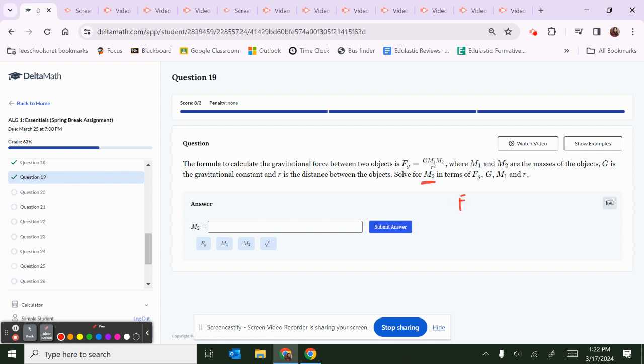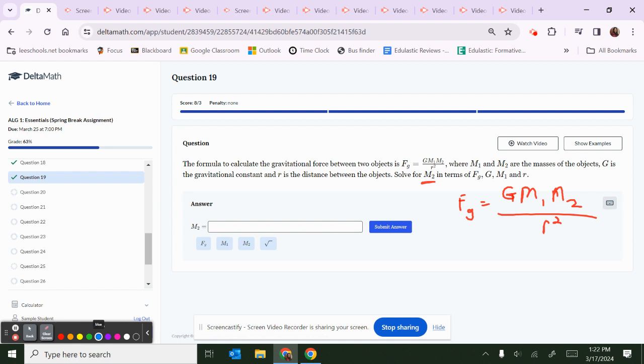So we have Fg is equal to G m1 m2 being divided by r squared. So first things first, we need to locate m2. So m2 is at the top over here on the right side. So first things first, it needs to be at the top. If it's not at the top, you would need to flip it. So because it's at the top, we're good right there. Now I'm going to get rid of anything that is being divided by. So I'm going to get rid of any denominator.